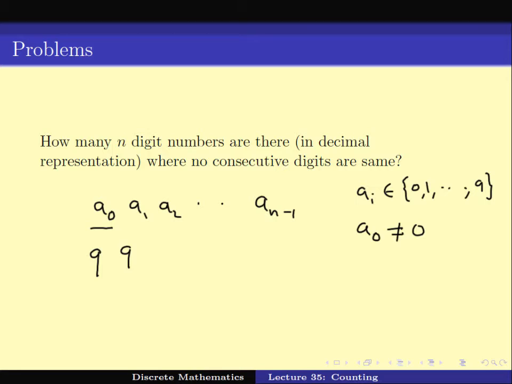And what about the next one, say a2? Same. Because we are not allowed to have two consecutive digits, so whatever a1 is, a2 can have anything other than a1. So again there are 9 possibilities. And in this way, all these n terms can have 9 possibilities. So the answer to this question is the product of all of them, which is 9 to the power n. So the number of n-digit numbers in decimal representation where no consecutive digits are same is 9 to the power n.